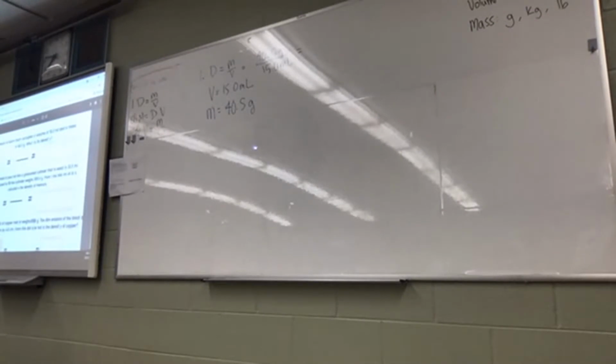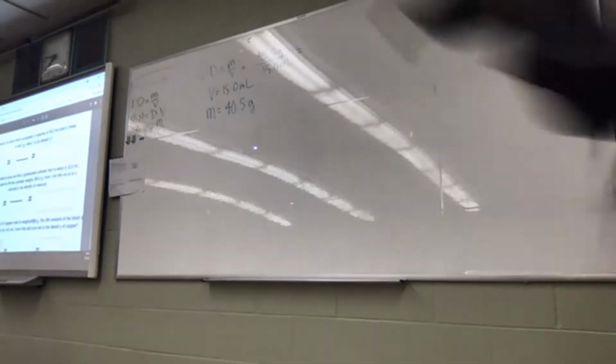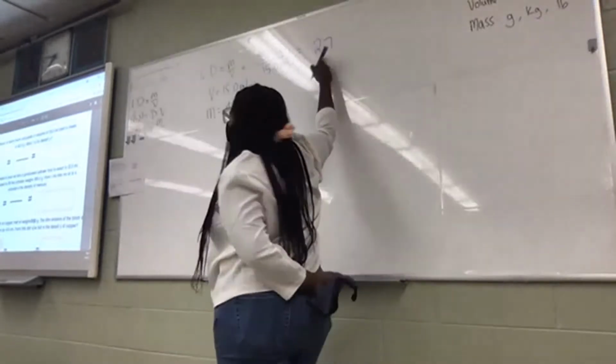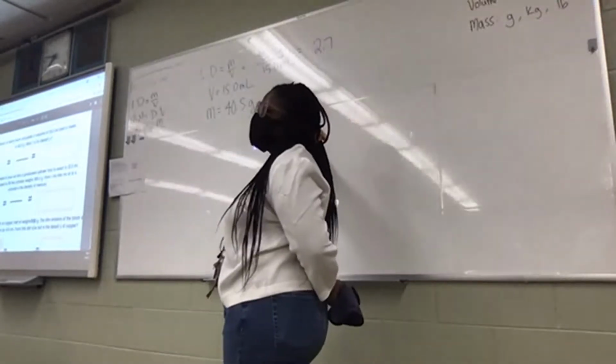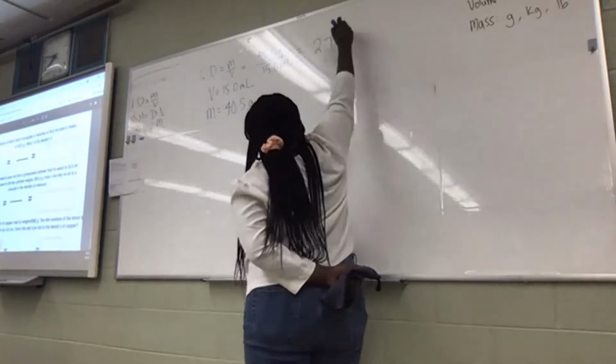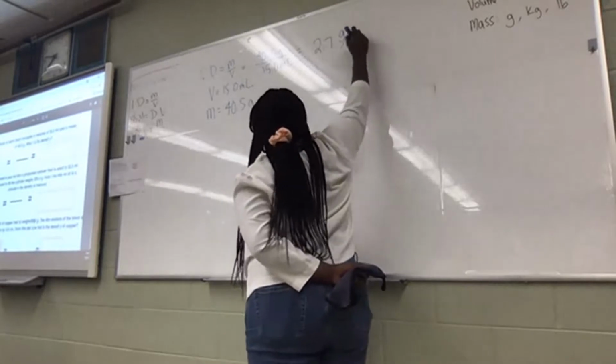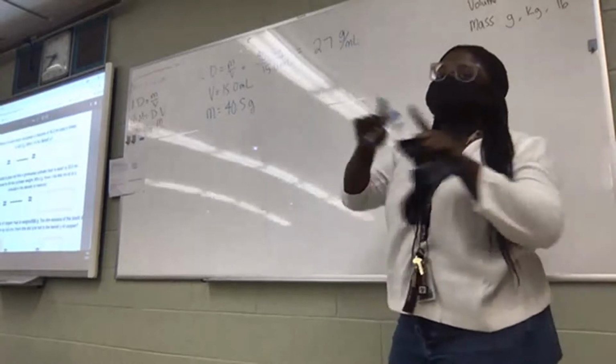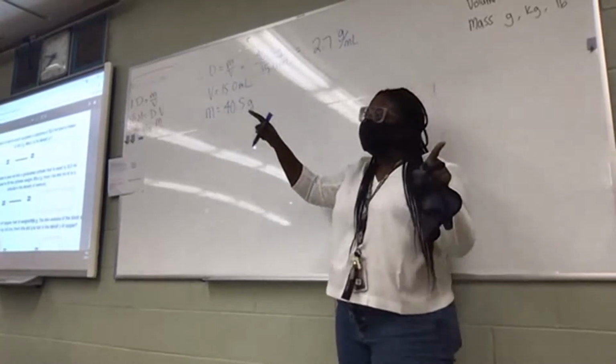Anybody else? Be confident. 2.7. That's two correct answers. Anybody else get 2.7? I did. Good. So your answer is 2.7, but that is a naked number. Your units for this are going to be grams divided by milliliters. And the reason why is because remember with kings and chickens, things cancel out through division.